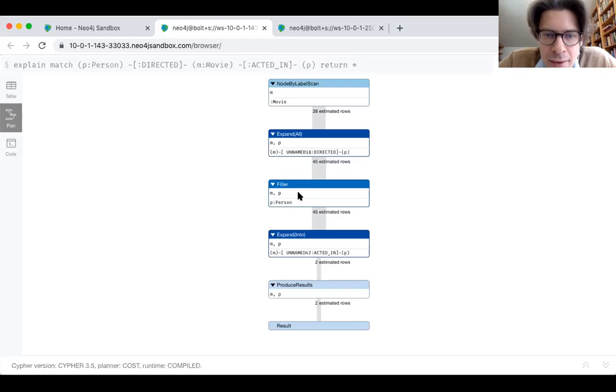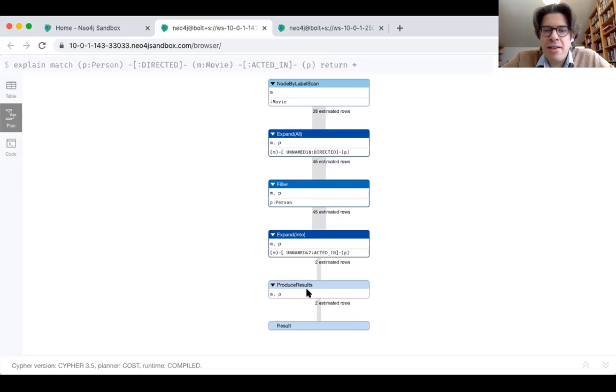In the next step in the filter operation, I'm narrowing it down to persons, even though in this case, that might not be necessary because it's typically persons who direct movies. Nevertheless, here we are filtering it down to nodes with the label person. Then we make sure that there also exists a connection of type acted in between that same person and movie that we're currently analyzing. And finally, we produce the result set.